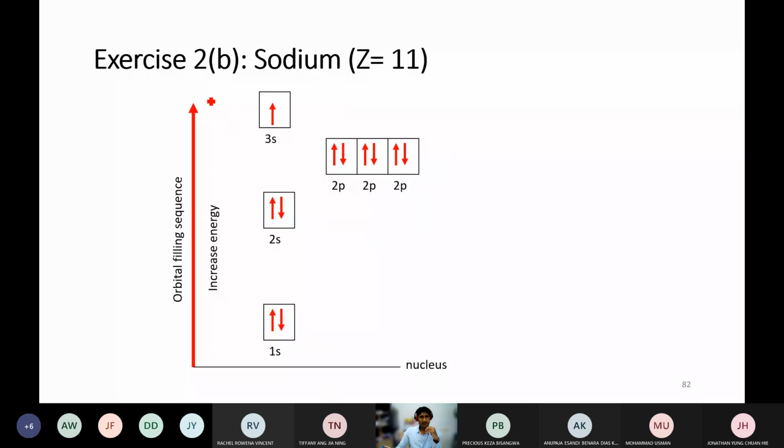So for sodium, we have seen it yesterday. For sodium, there is only 1 electron in the valence shell, and that is called the valence shell electron, because this electron is responsible for making the bonds for sodium.